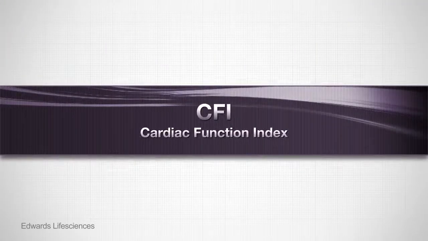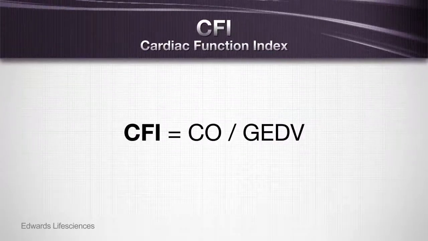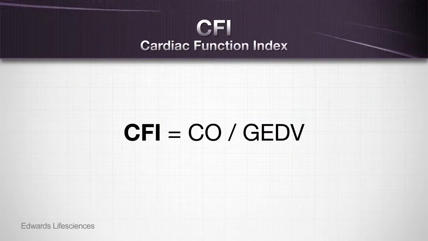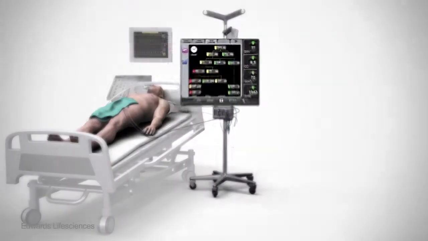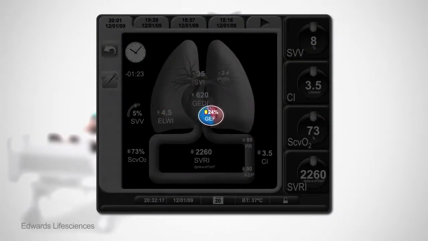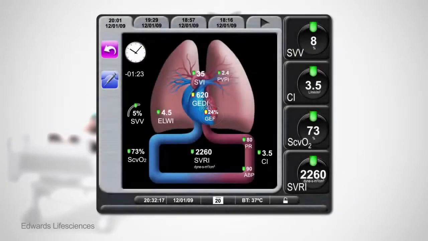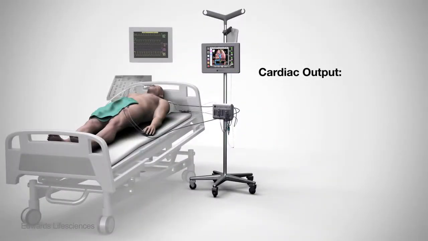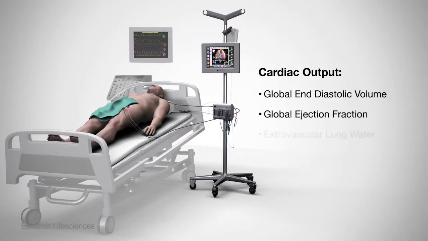Cardiac function index is a reflection of ventricular performance as an alternative to using global ejection fraction. GEF is useful to determine if ventricular performance is the issue when stroke volume or cardiac output are low. This image demonstrates a low ejection fraction of 24%. The VolumeView system uses transpulmonary thermodilution for the measurement of cardiac output, global end diastolic volume, global ejection fraction, and extravascular lung water to help with the management of some of your most complex patients.